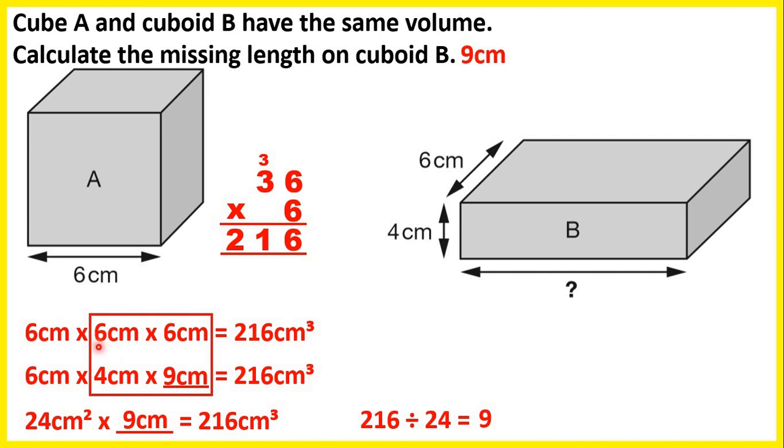And there was a quicker way of working this out, because here we can see 6 times 6 is 36. So then we need 4 times something to be 36 as well, and 4 times 9 is 36, which means that 6 times 4 times 9 will be 216.